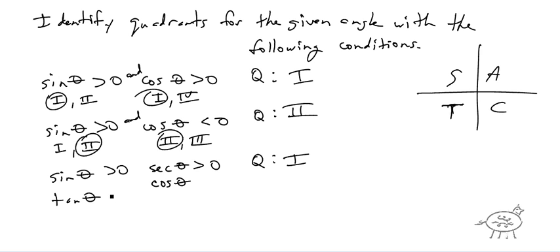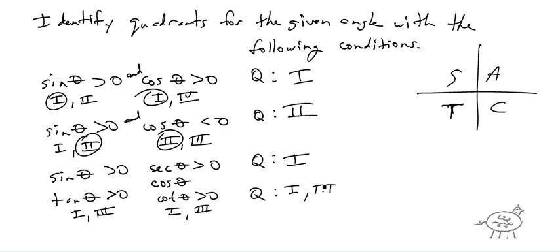Okay, here's another one. Tangent of theta is greater than 0. Cotangent of theta is greater than 0. Well, aren't they really the same? One's just a reciprocal. So where are they both greater than 0? Quadrants 1 and 3. And, of course, that's the same thing. So the answer to this one is both 1 and 3.